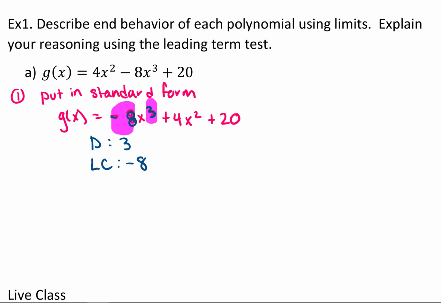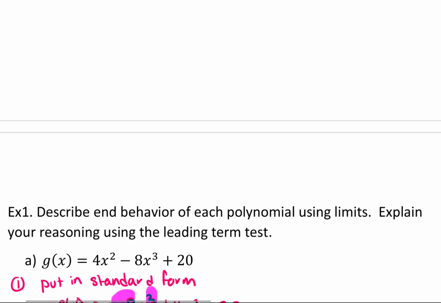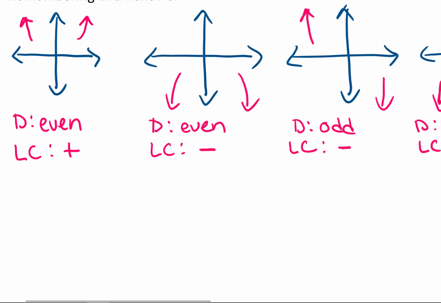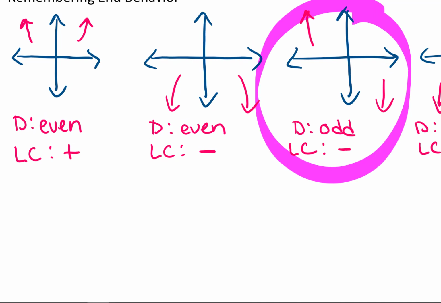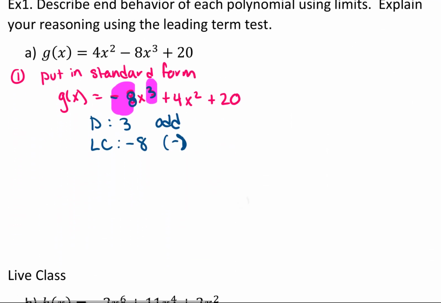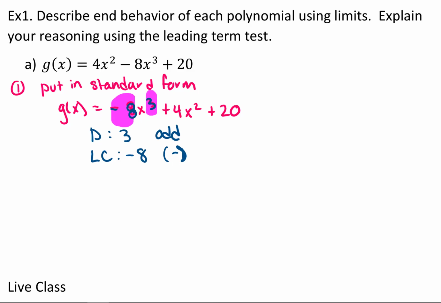The degree of 3 is an odd degree, and a leading coefficient of -8 is negative. So if we look at our chart, we're looking at odd and negative. Up on the left-hand side, down on the right-hand side. So we actually don't need to graph this to identify the end behavior. I'm going to do a little visual that's going to help me put together the end behavior. Up on the left, down on the right. And then I'm going to write our limit notation for end behavior.